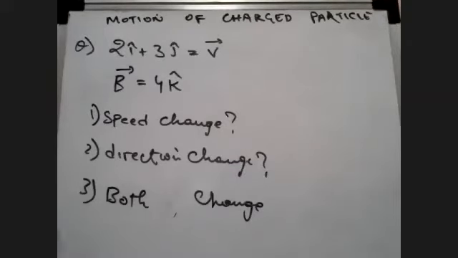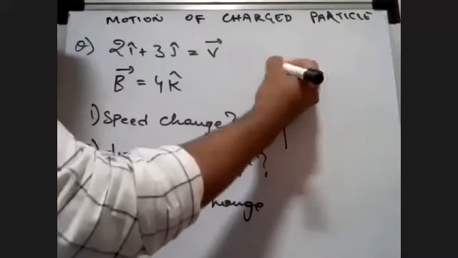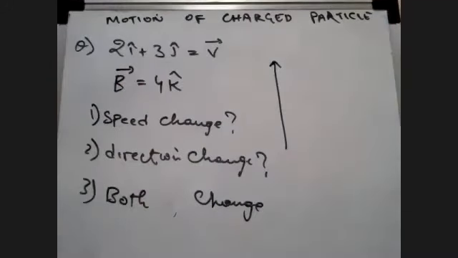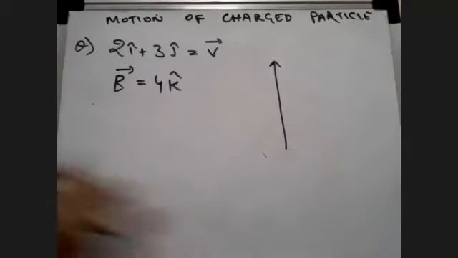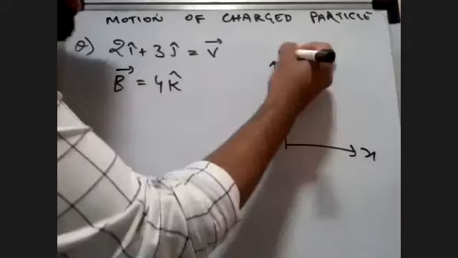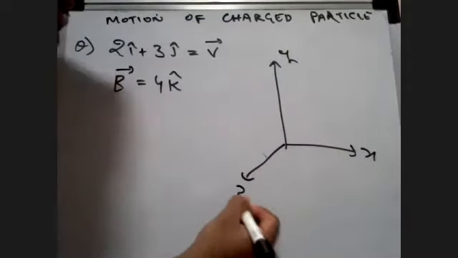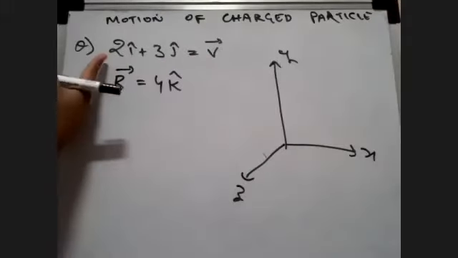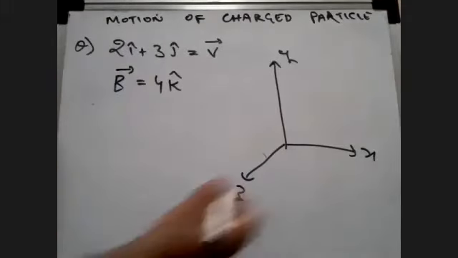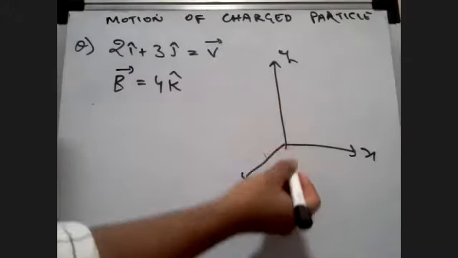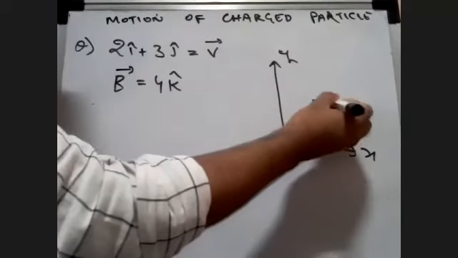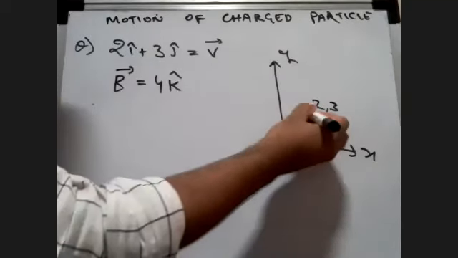Draw the graph. Simple. Here you've been given i, j and k cap, so the graph is going to be three-dimensional. You're going to have x, y and z. The velocity vector is in the i and j cap directions, so it's going to be in between x and y. Just plot the point 2i 3j. In that case, the velocity vector is in this direction, v.